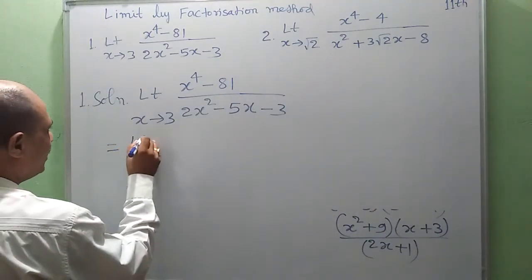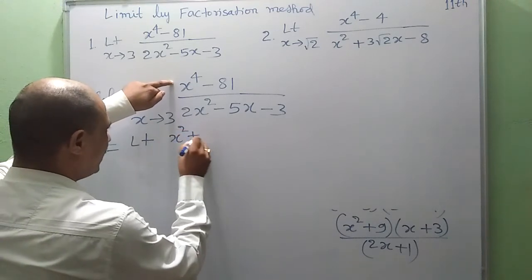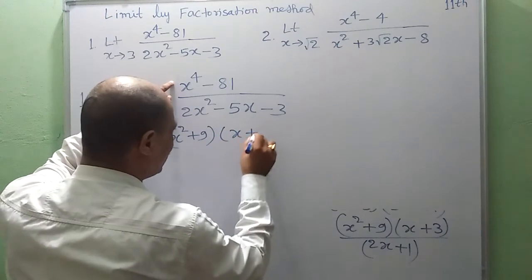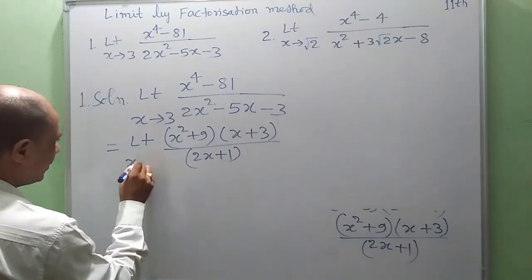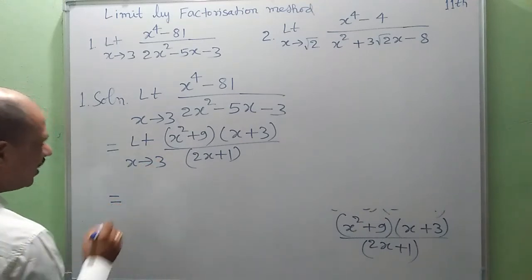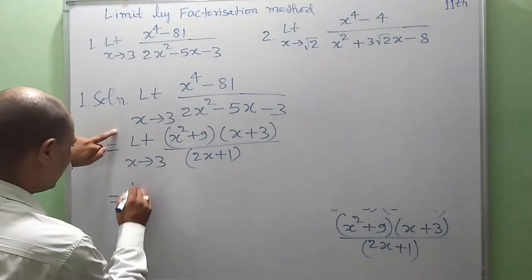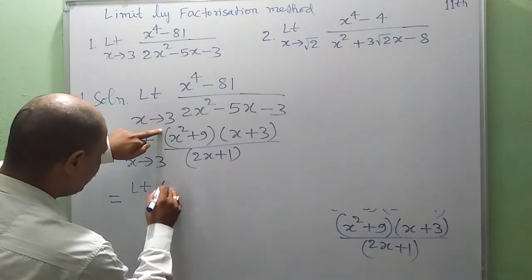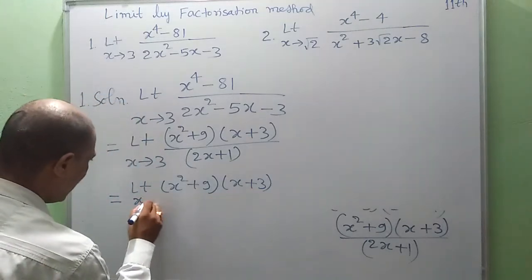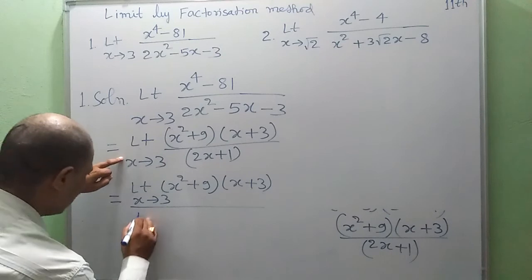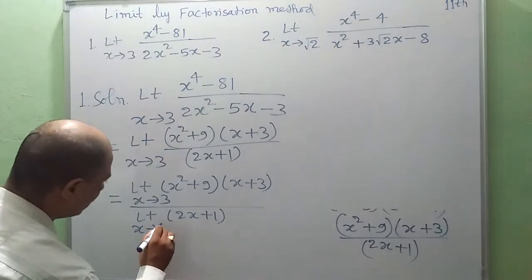It will be equal to limit of (x square plus 9) into (x plus 3) by (2x plus 1) as x approaches 3. Now we have to separate. Now we have to take limit of its numerator as well as its denominator, like this. Limit of (x square plus 9) into (x plus 3) as x approaches 3, by limit of (2x plus 1) as x approaches 3.